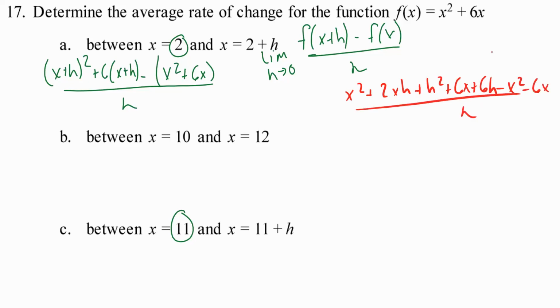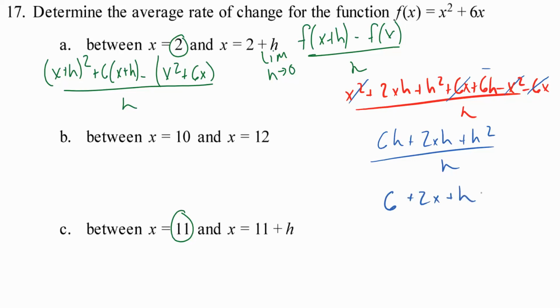Alright, so let's take a look. I think it's good. I need to change colors here once in a while. The x squareds go away, 6x's go away. So I'm left with 6h plus 2xh plus h squared over h. So everything's got an h. I'm going to factor that out and cross it out at the bottom. So I'm left with 6 plus 2x plus h.